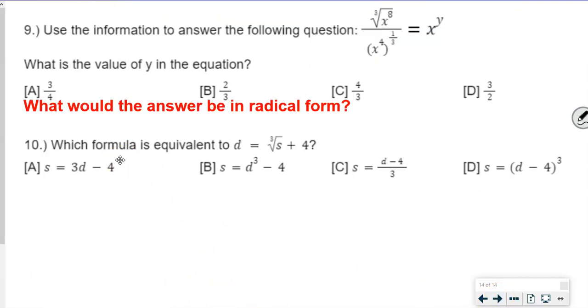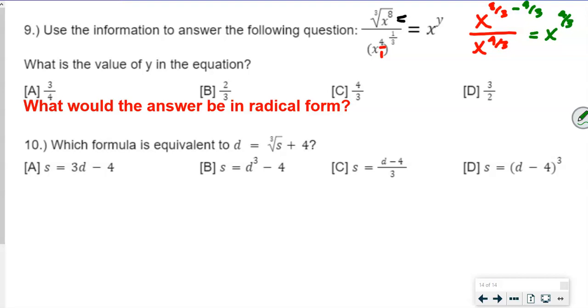Use the information to answer the following question. Okay. This question says solve for y. Okay, so we're going to take this and we're going to put it in exponential form. So this can be x to the, remember, our index is our denominator. So it's 8 over 3 over, and remember, this is 4 over 1 times 1 over 3. So this is going to be x to the what? 4 over 3. What do we do with something in the denominator? Don't we bring it up to the top? We subtract it, right? So that's going to be minus 4 over 3. So that's going to be x to the 4 over 3, right? Because 8 minus 4 is.